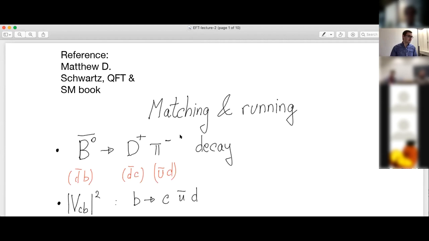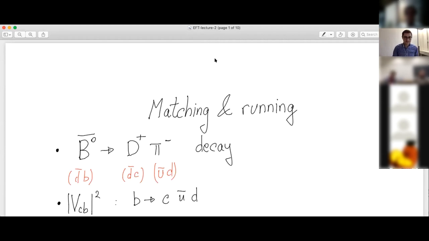So here I would like to show you an explicit calculation of the real life example that we usually do in this business. It's related to a B meson decay to a D meson and a pion.